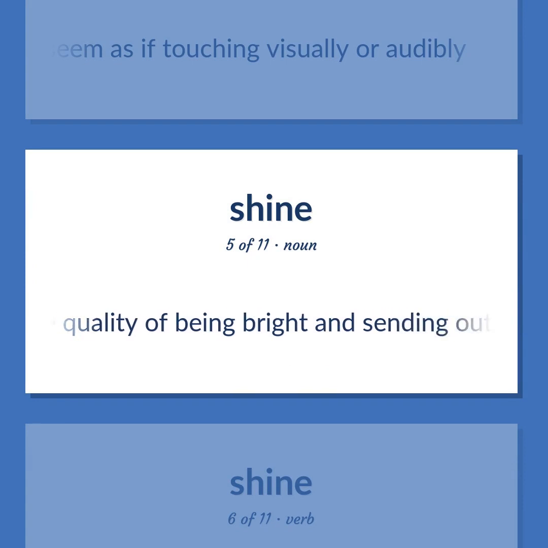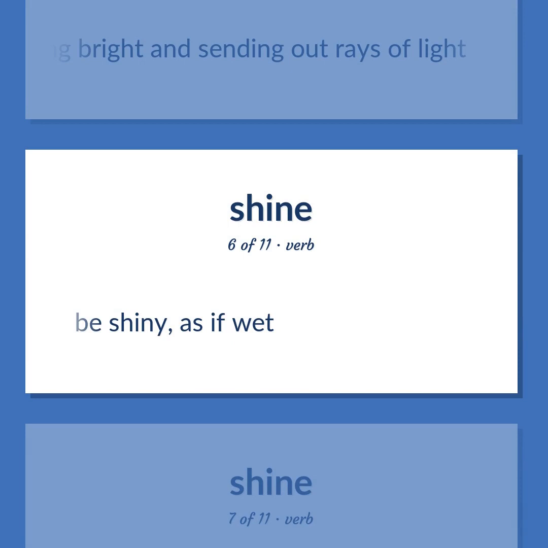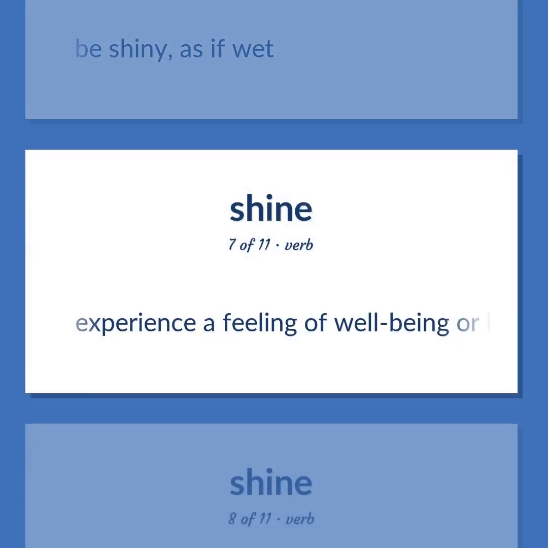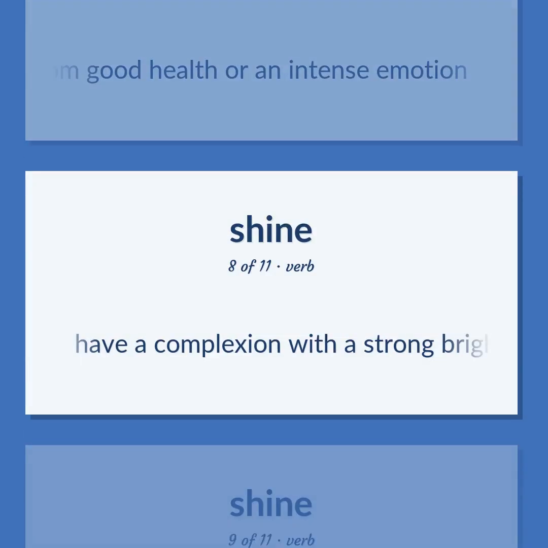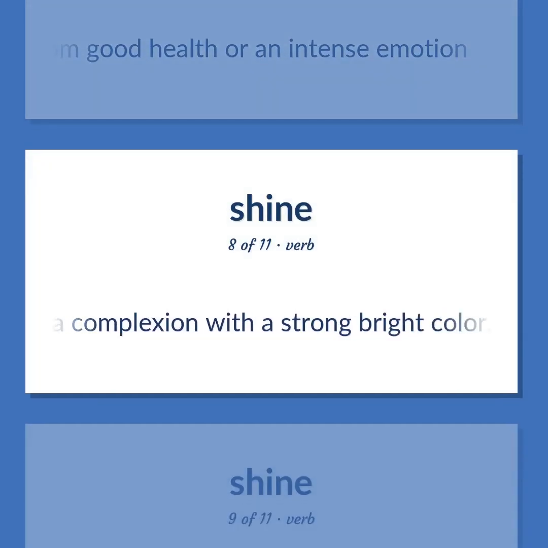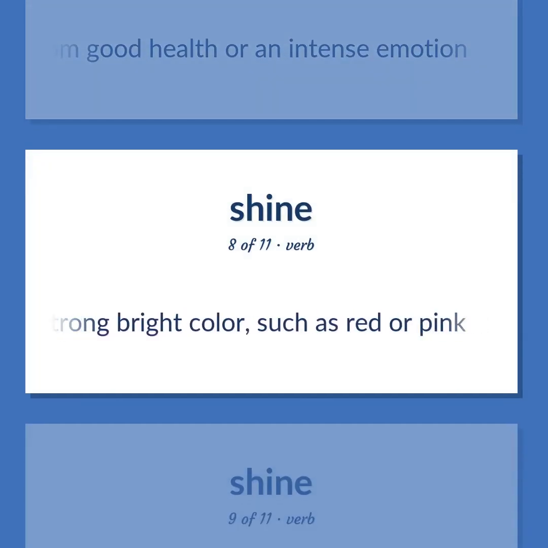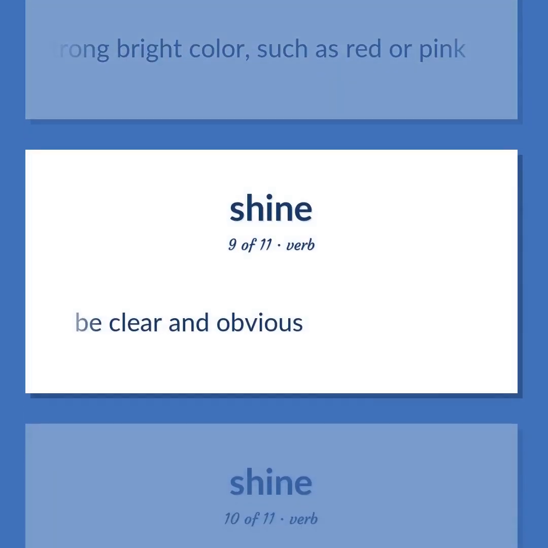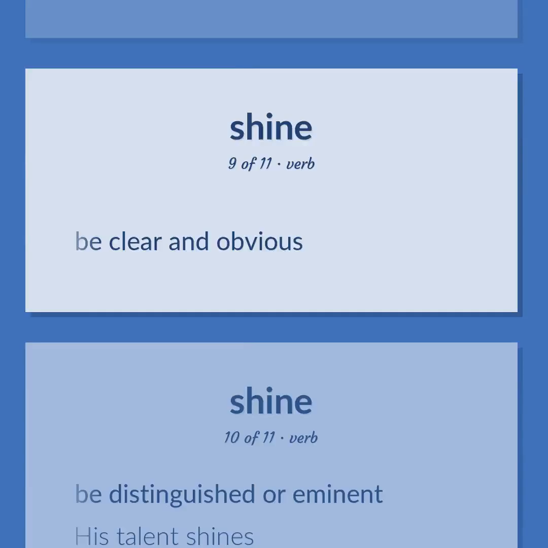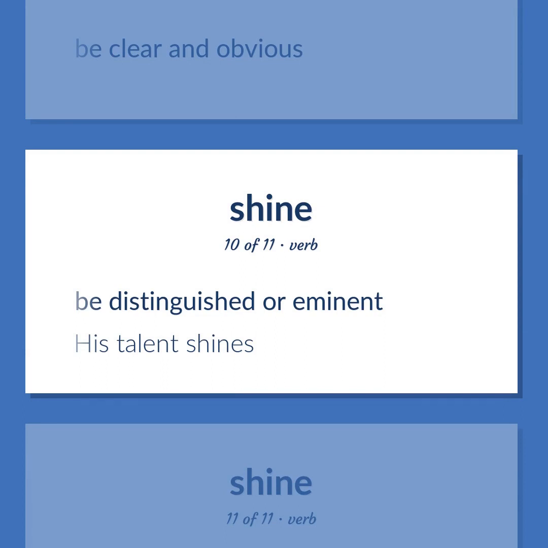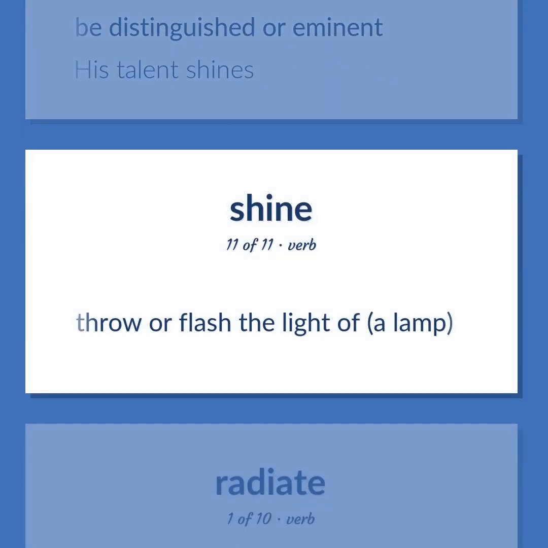The quality of being bright and sending out rays of light. Be shiny, as if wet. Experience a feeling of well-being or happiness, as from good health or an intense emotion. Have a complexion with a strong bright color, such as red or pink. Be clear and obvious. Be distinguished or eminent. His talent shines. Throw or flash the light of a lamp.